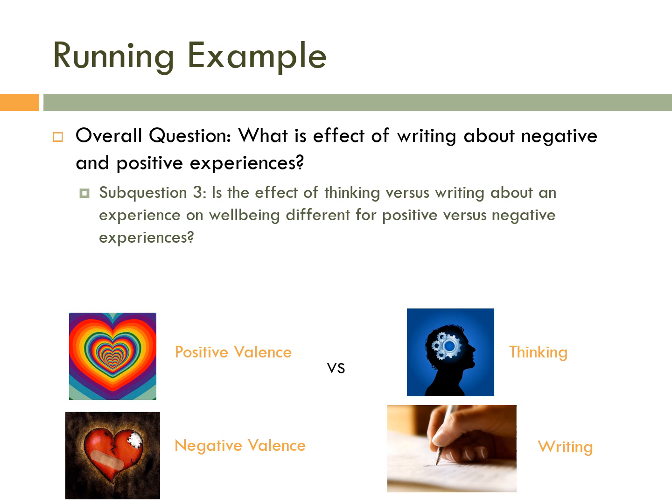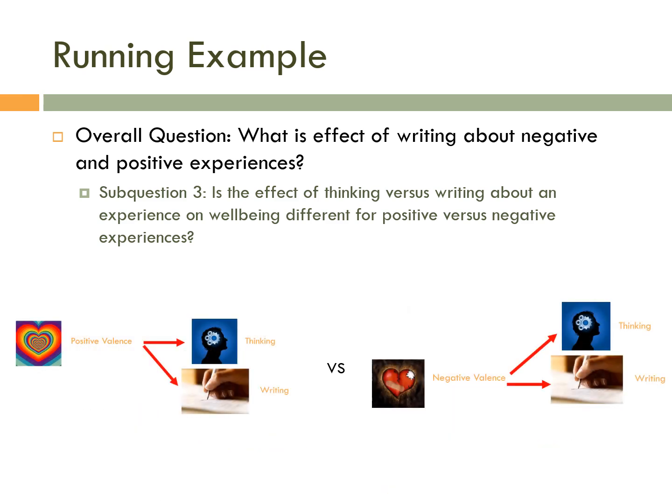How is one independent variable affecting the DV when looking at the combination of different levels of the other independent variable? So we're trying to see this positive on the mode of processing versus negative on mode of processing. Is thinking about a negative experience better than thinking about a positive experience? And is writing about a negative better than writing about a positive?